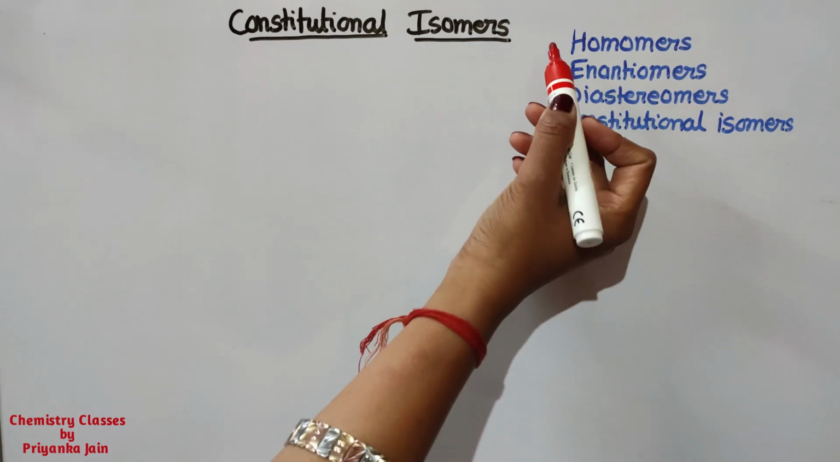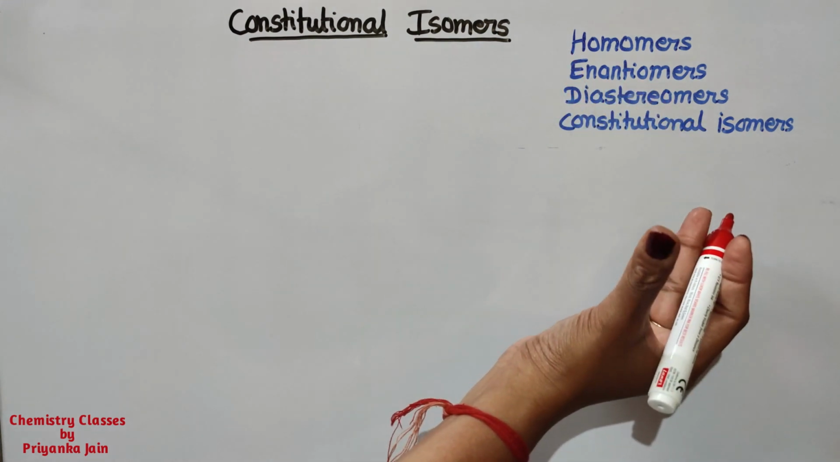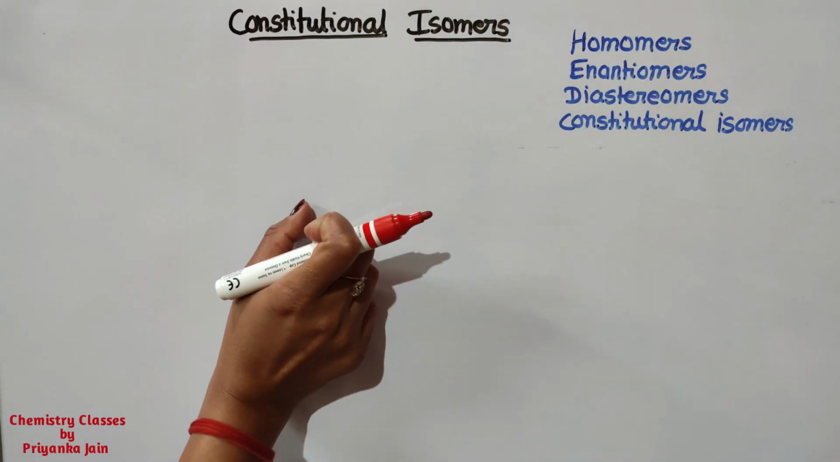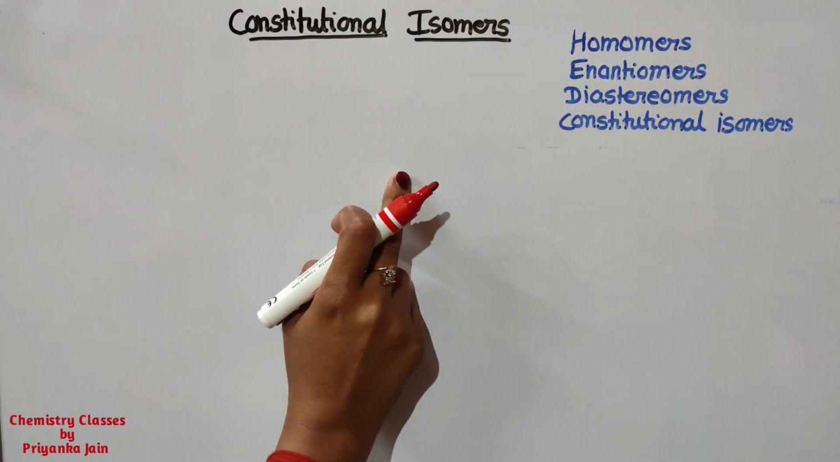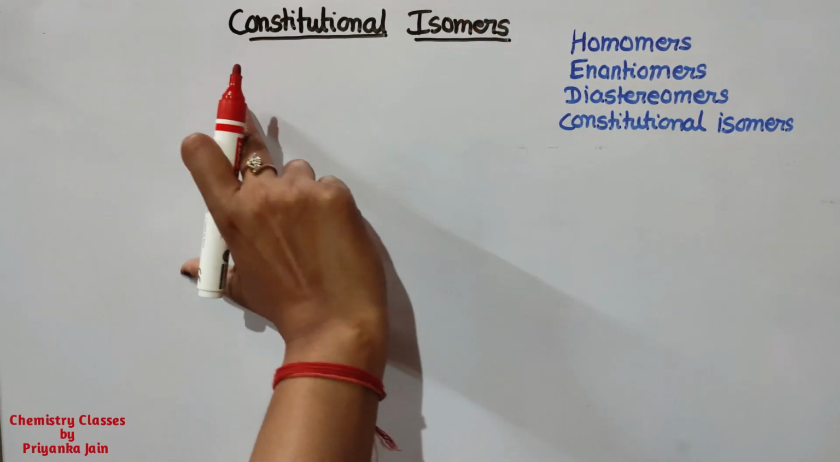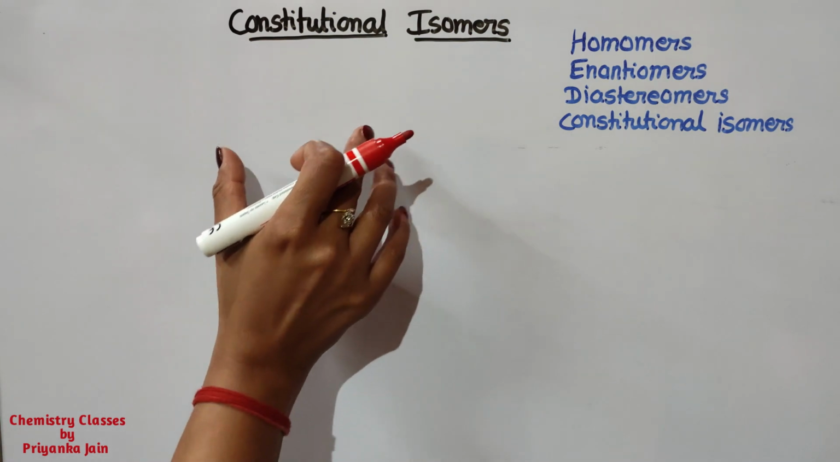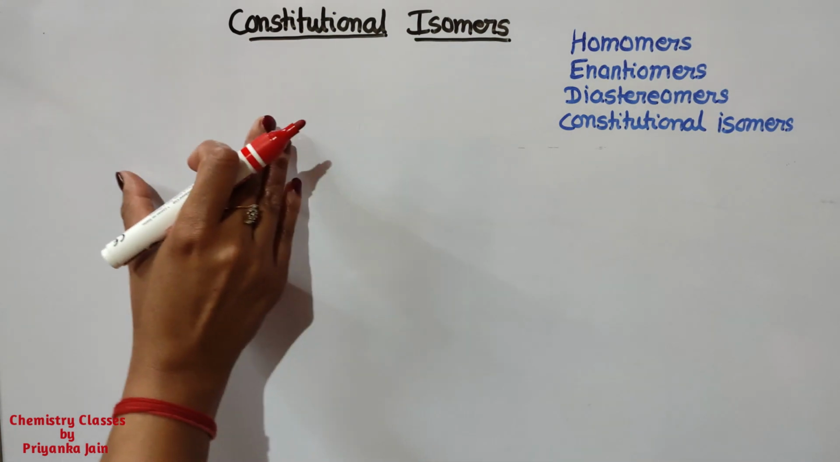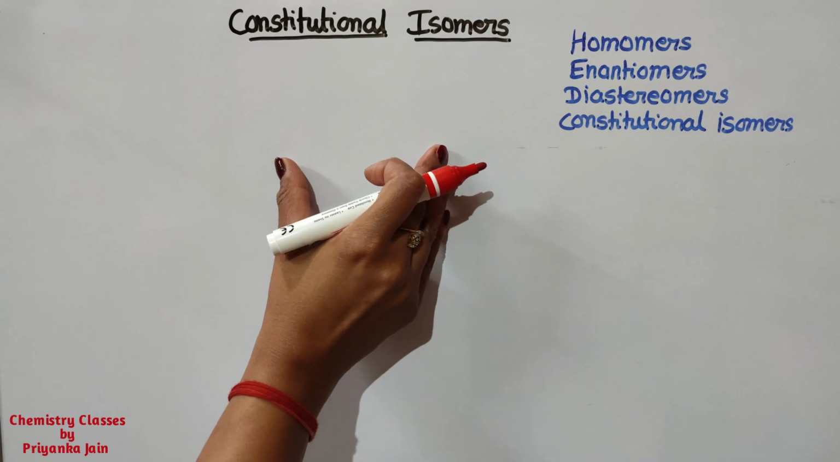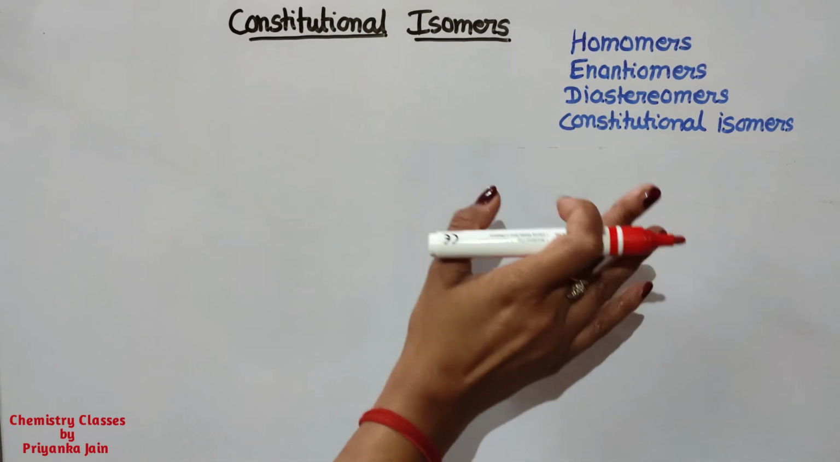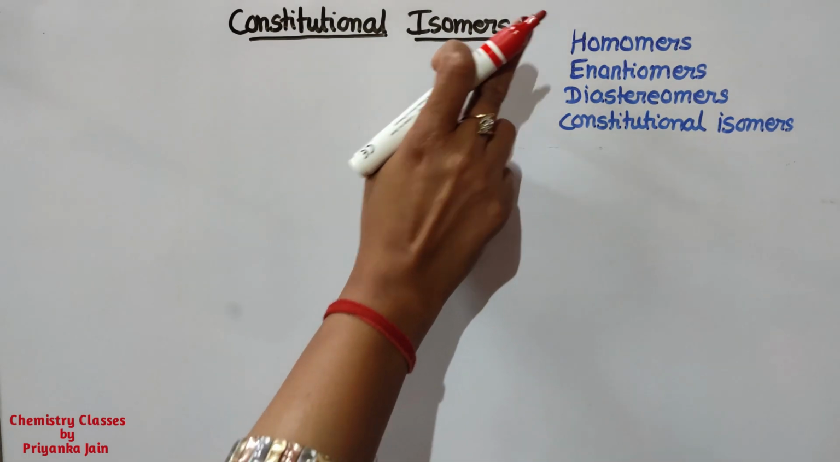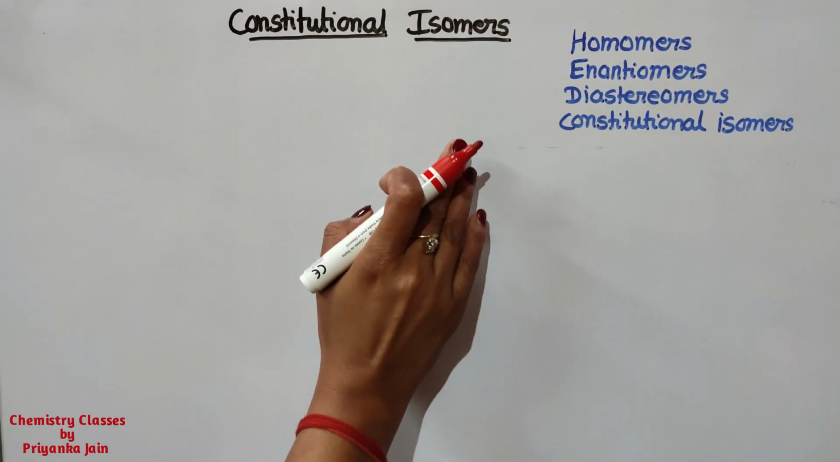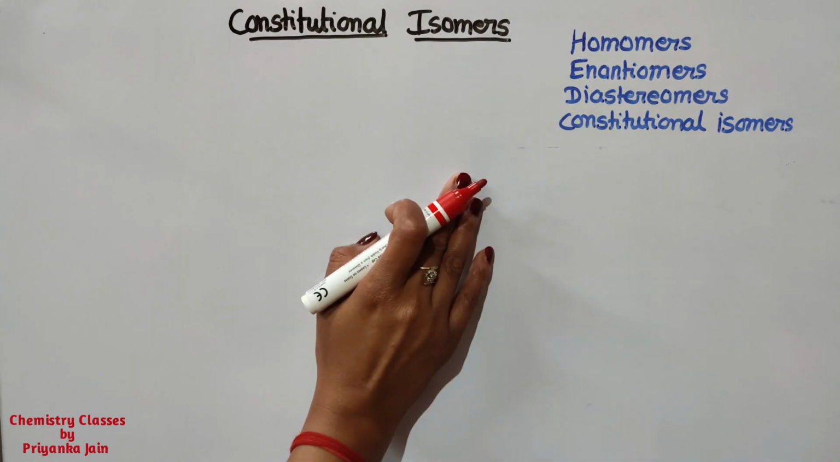I have told you about the homomers. Homomers are the identical molecule. If we are rotating by 180 degree and we are getting the same structure, then it will be homomer, right? And enantiomers, if we are rotating by 180 degree and we are getting different structures and these 2 structures are mirror images of each other, then they are enantiomers, right? Diastereomers, when 2 isomers are not same but they are not mirror images, then they will be diastereomers.